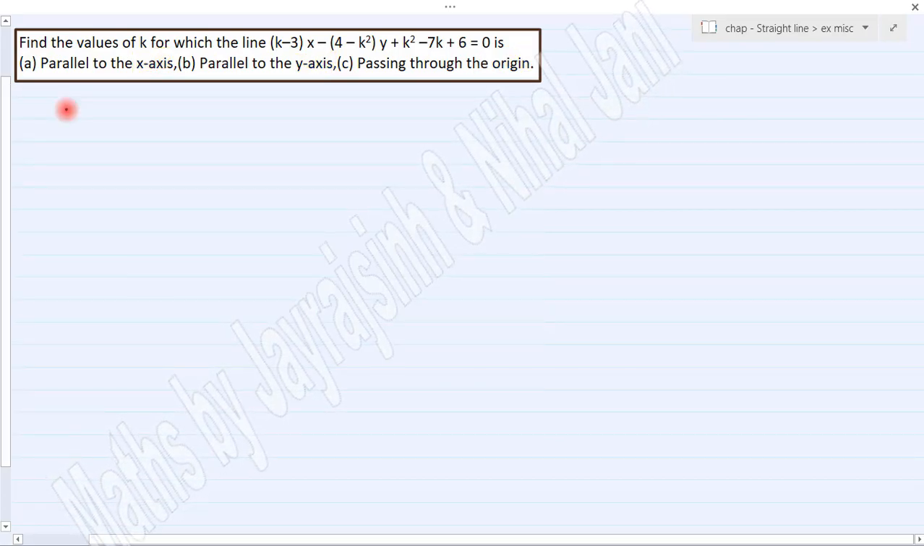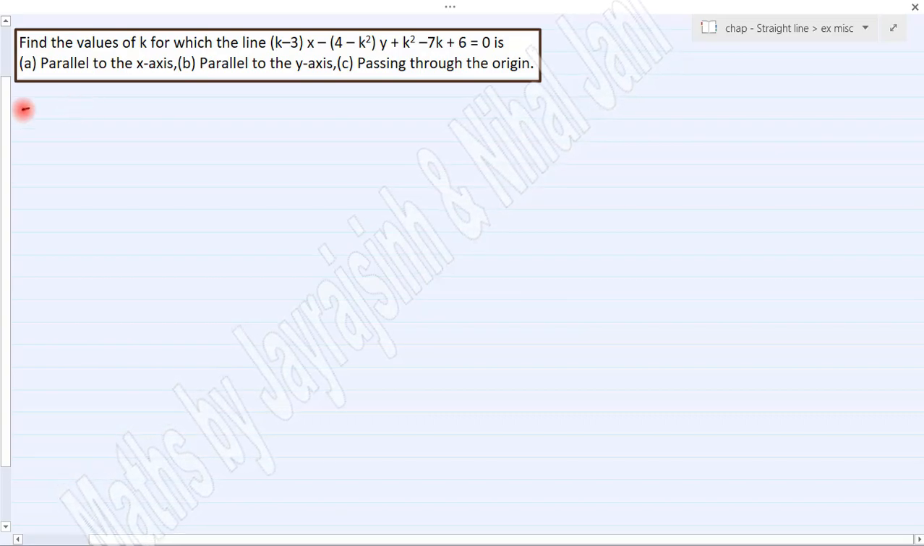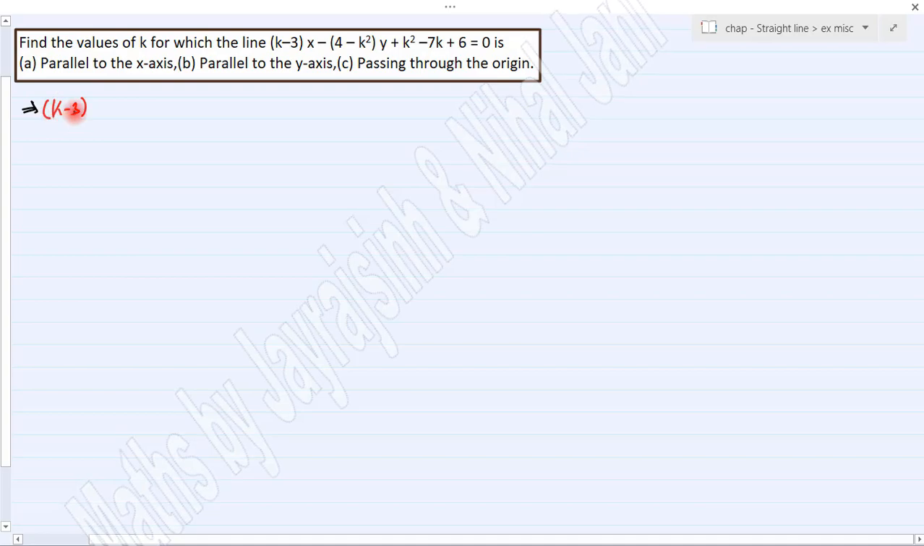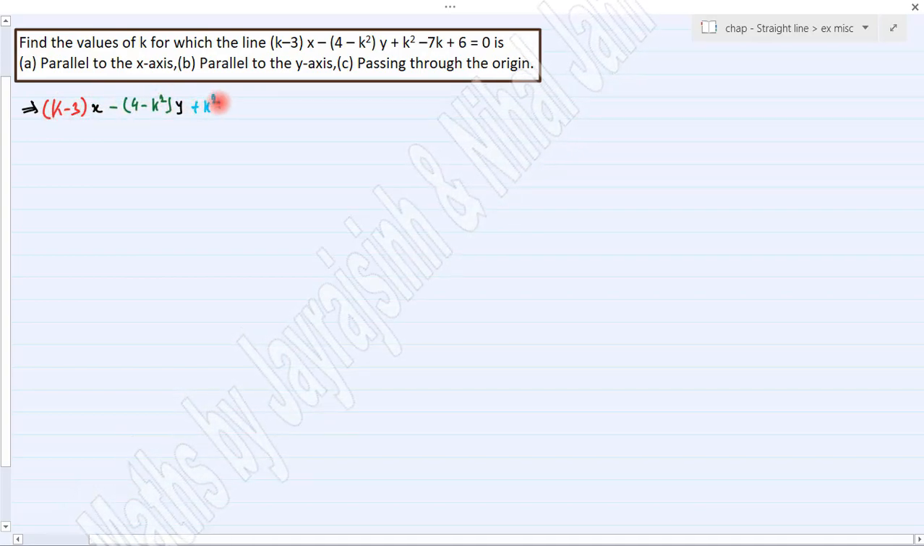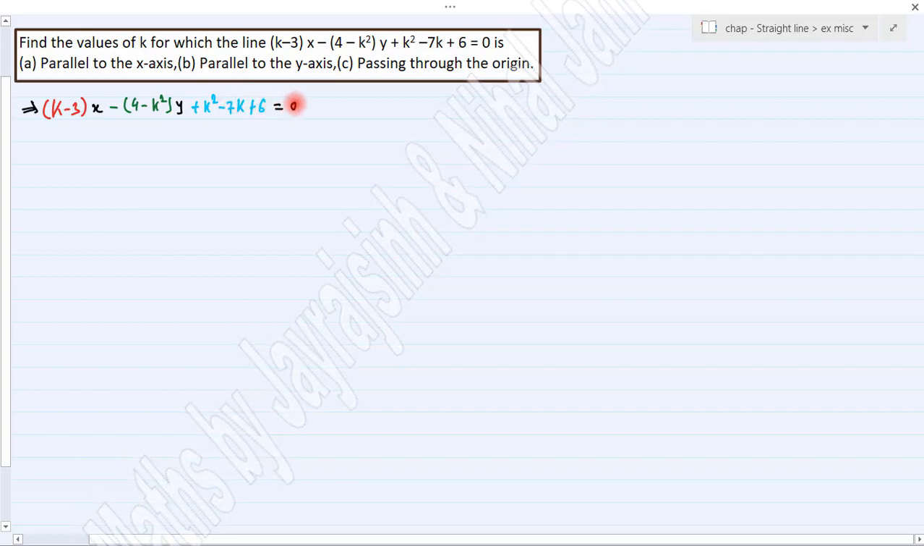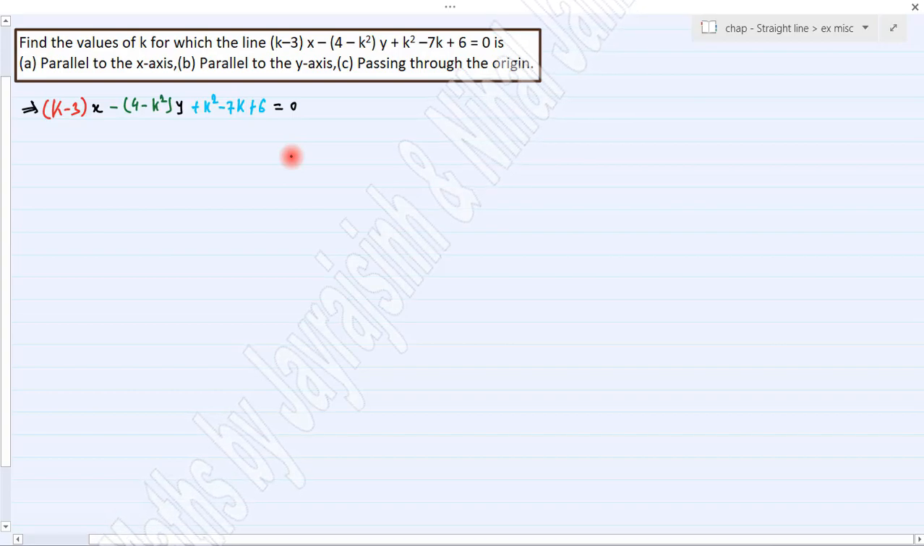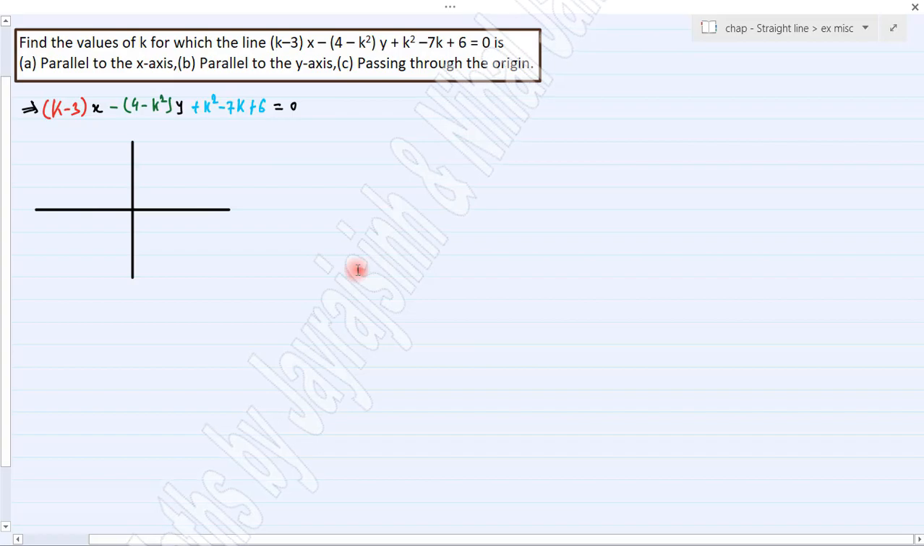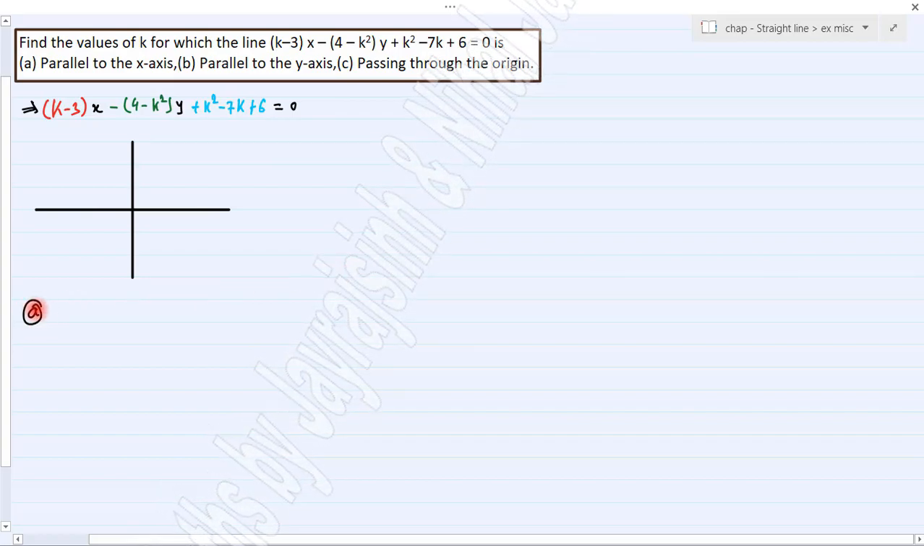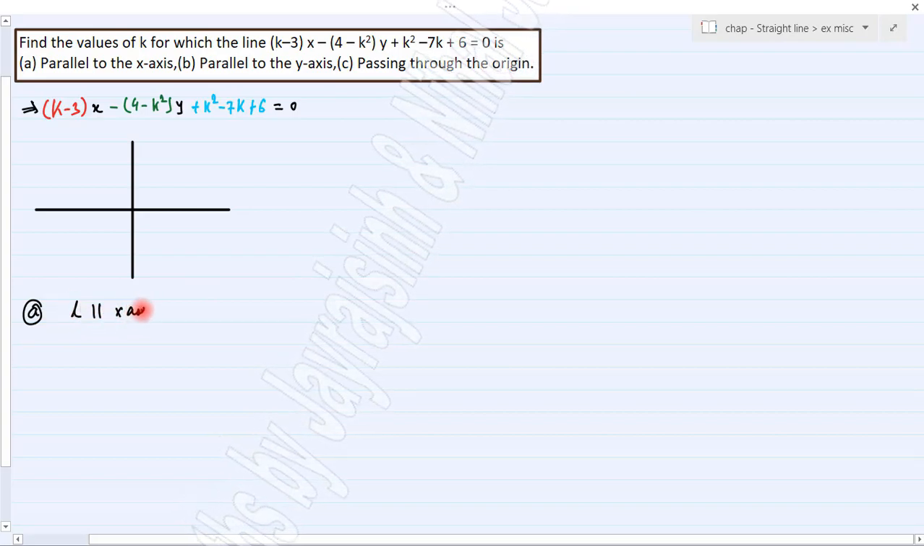In this question, we have to find the value of k for which the equation of the line (k minus 3)x minus (4 minus k square)y plus k square minus 7k plus 6 equal to 0 is parallel to the x-axis, or parallel to the y-axis, or passing through the origin. Let's say here we have our x and y axis. Now let's take the first case, where the line is parallel to the x-axis.